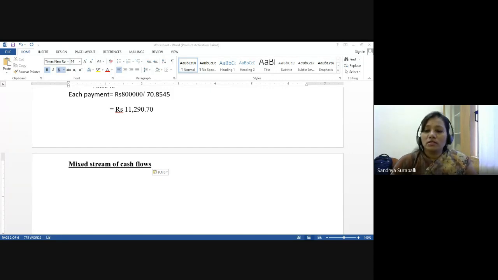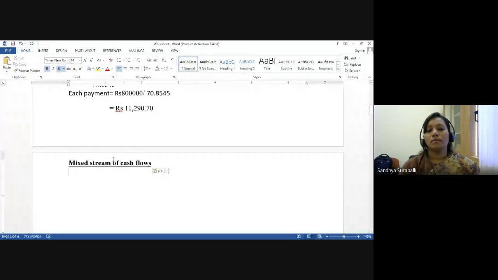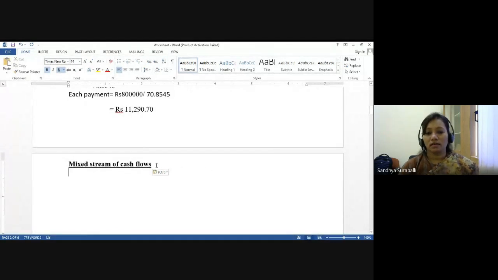So in such cases, the formula we are using for annuity will not work, because the assumption in annuity is the same amount of cash flow every year. We calculated one factor, used it, and found the present value or future value for every year. But if it is a mixed stream of cash flows, mixed stream means uneven, it is also known as uneven cash flows.